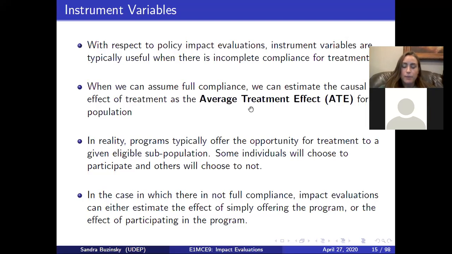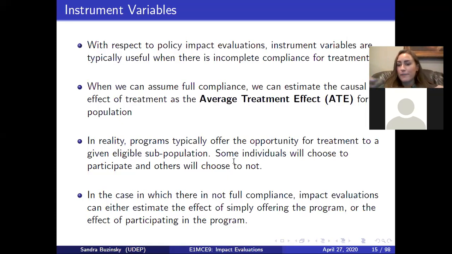So yeah, in reality, programs typically offer the opportunity for treatment to a given eligible subpopulation, and some individuals do choose to participate and others choose not to participate. And in the case where there is not full compliance, so people that are given a certain assignment and some people don't comply to that, the impact evaluation can either estimate the effect of simply offering the program, right? Because the offering is still random. Like we can say, oh, well, if we offer the treatment, what is the effect on our outcome?